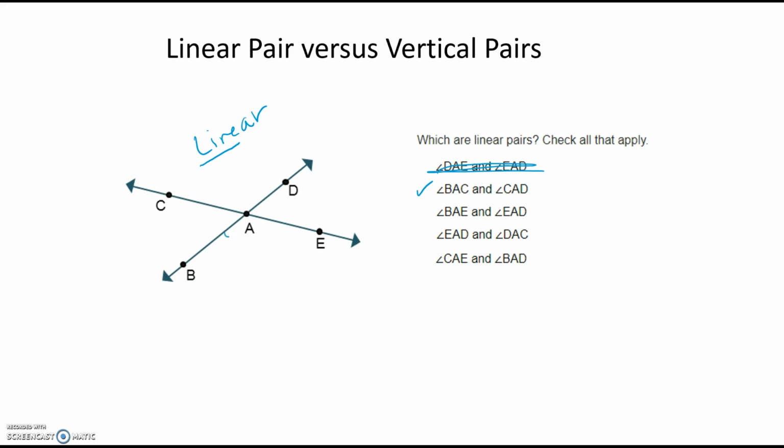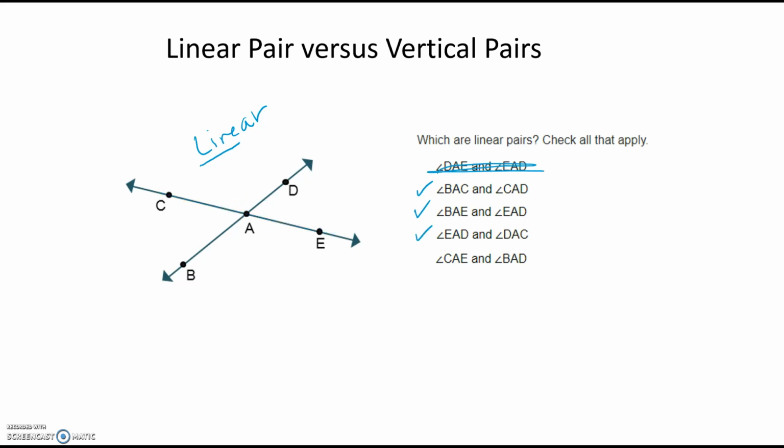Next pair: BAE is right there, and then we have EAD, which is that one right there. Again, let's look at that outside edge. Does the outside edge form a straight line? Yes, it does. Next pair: EAD again, and this time we have DAC. Let's trace that outside edge. Sure enough, that forms another straight line.